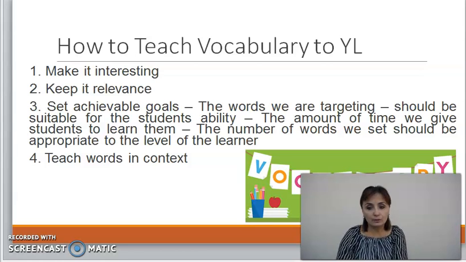First, make it interesting. Then keep it relevant. Then set achievable goals. The words we are targeting should be suitable for the student's ability. The amount of time we give students to learn them and the number of words we set should be appropriate to the level of the learner. Teach words in context.